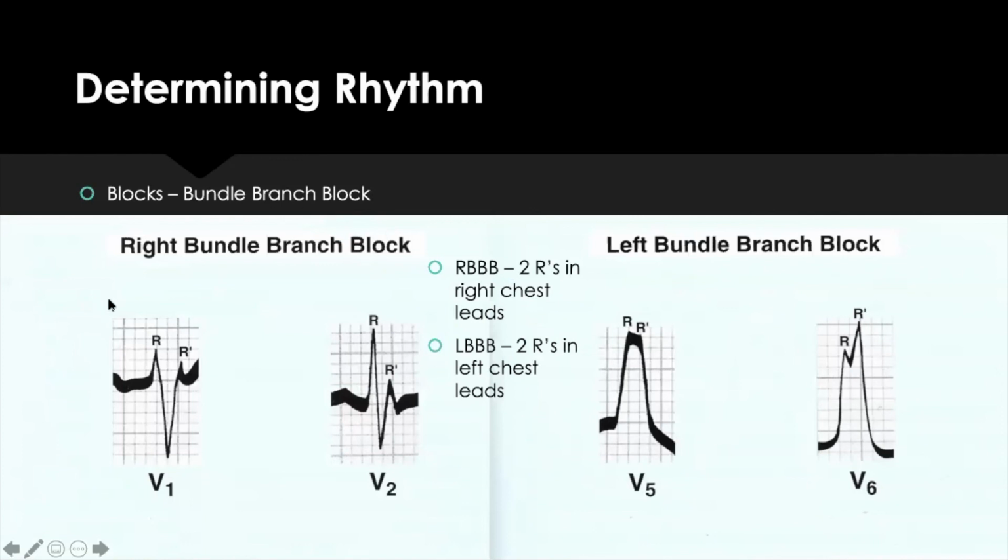A right bundle branch block occurs when 2 R waves can be seen in the right chest leads, so V1 and V2, and a left bundle branch block can be seen when 2 R waves are in the left chest leads, which are V5 and V6.